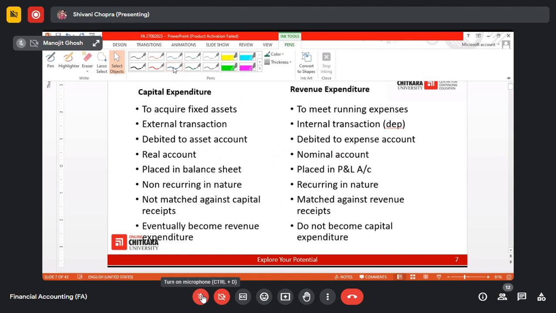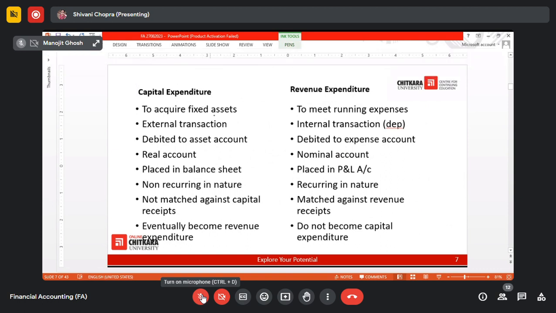When we say we acquire long-term assets, what are we referring to? We are referring to long-lived assets or fixed assets. So capital expenditure is done to acquire fixed assets or long-term assets, whereas revenue expenditure is done to acquire those assets which are of short-term nature. That means they will be recovered through the revenue of that year. That means we would be in a position to meet the running expenses.